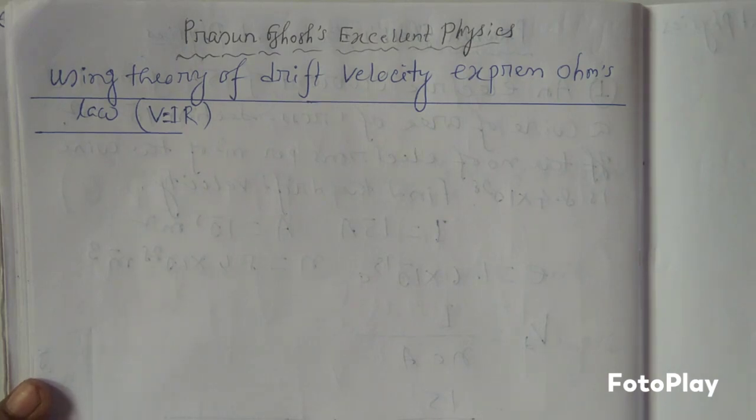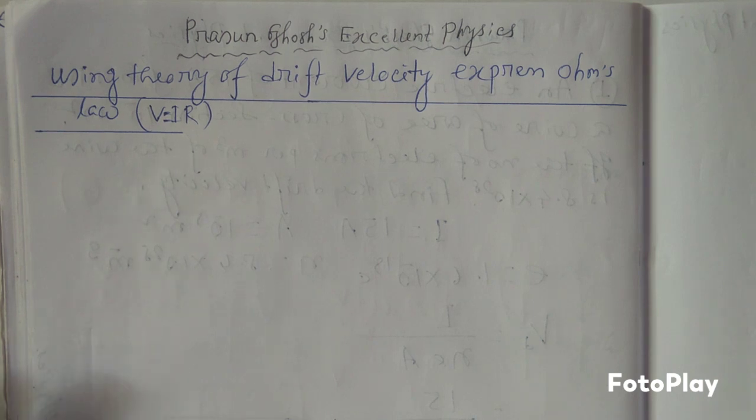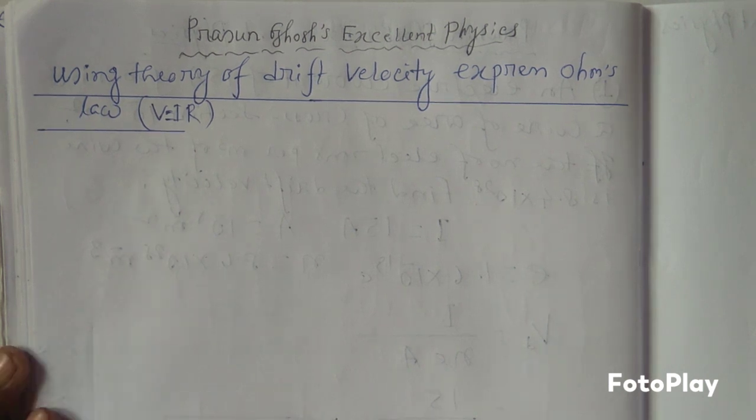I am deriving the important relationship, that is Ohm's law, from the concept of drift velocity. So first we have to know the basic idea of drift velocity. First of all, the drift velocity concept has been given in the previous classes. Today I am giving it shortly. All students are requested to watch the previous classes.